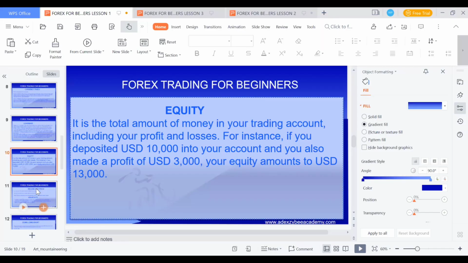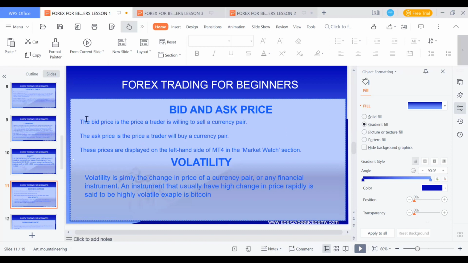The next one is bid and ask price. The bid price is the price a trader is willing to sell a currency pair. The ask price is the price a trader is willing to buy a currency pair. If you go to your MetaTrader, you will see them. Let's look at it.